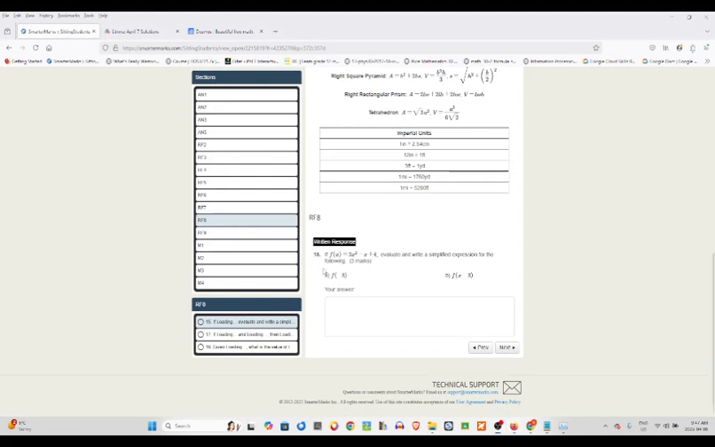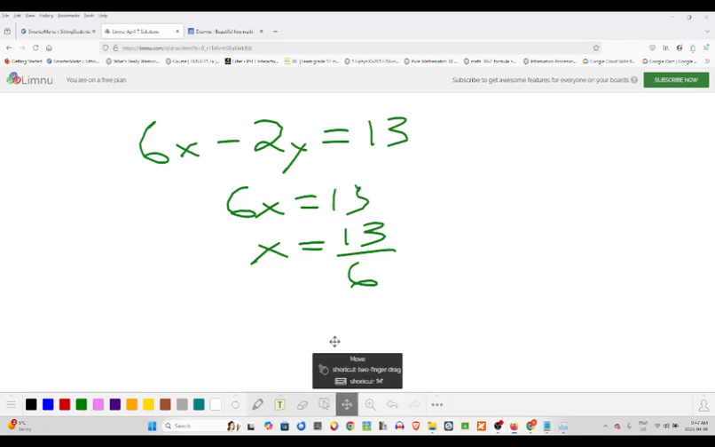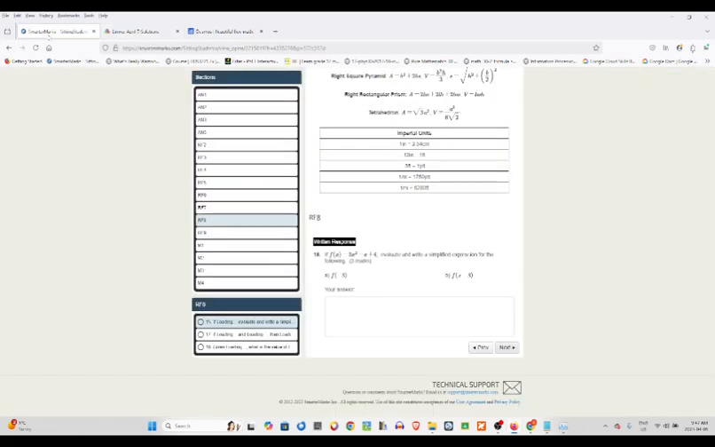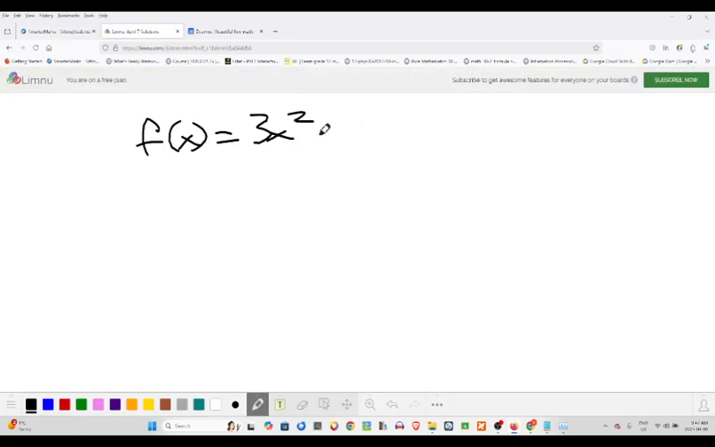All right. So moving on to relations and functions 8. This is function notation. So f of x is 3x squared minus x plus 4. We need to find f of negative 3 first. So f of x is 3x squared minus x plus 4.